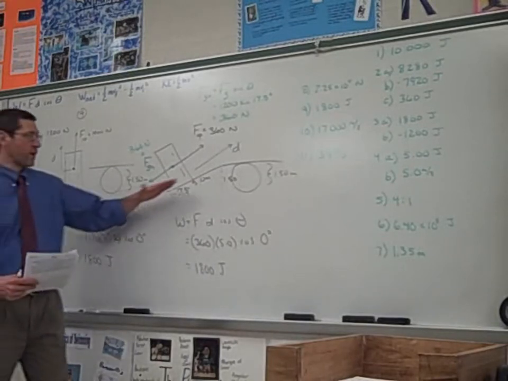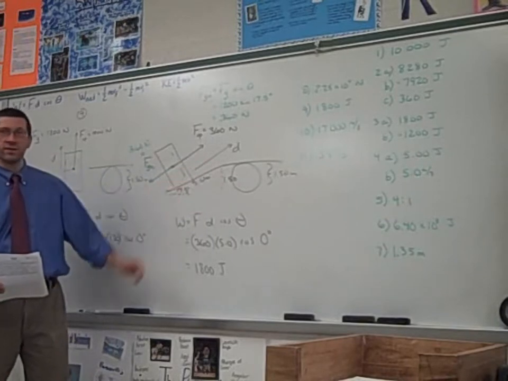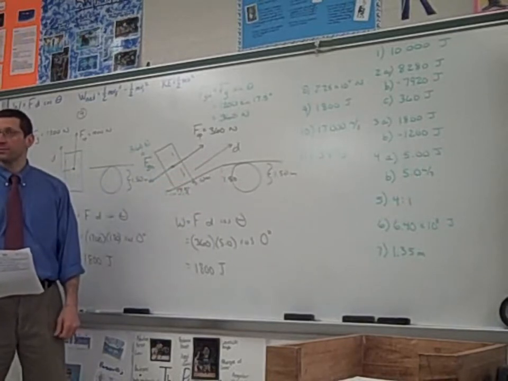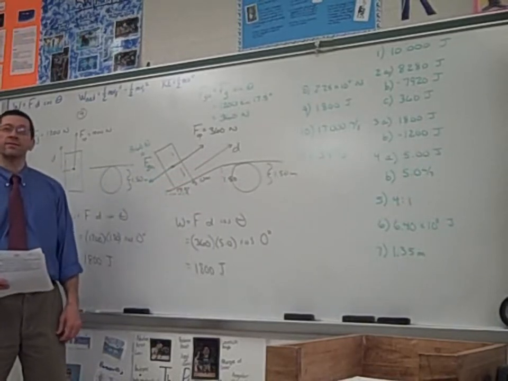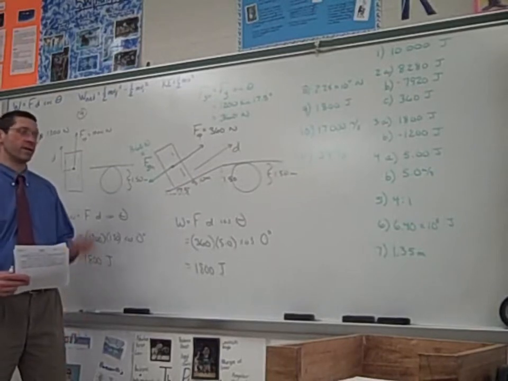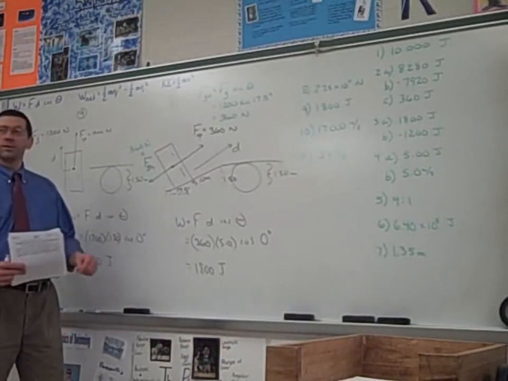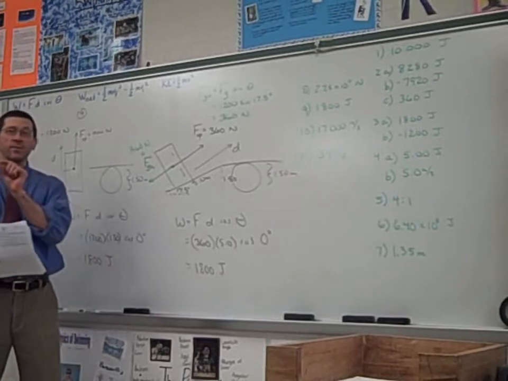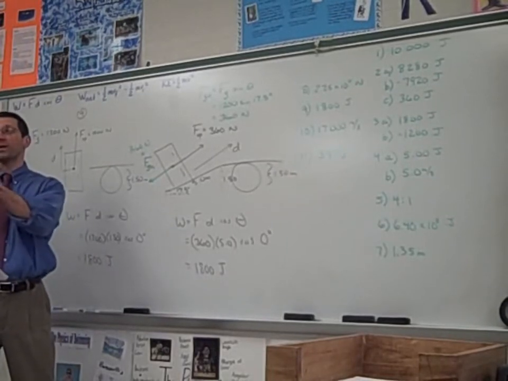So this ramp is a type of what? Does anybody know? Simple machine. Simple machine, right? What kind? Inclined plane. And we're going to look at those at the end of the chapter. So simple machines make the work easier. They don't make less work.